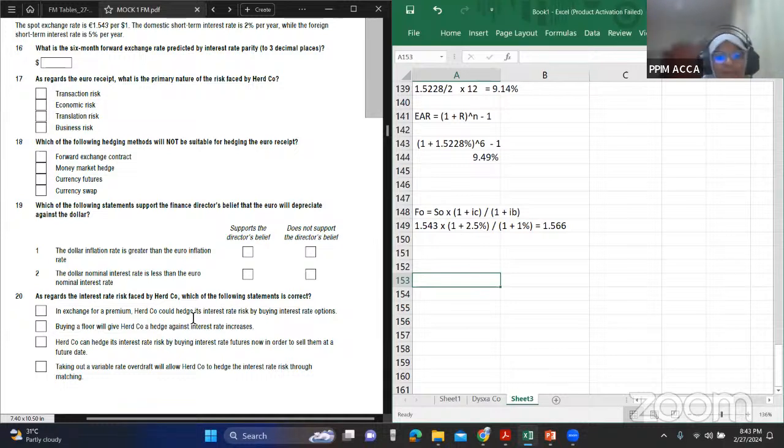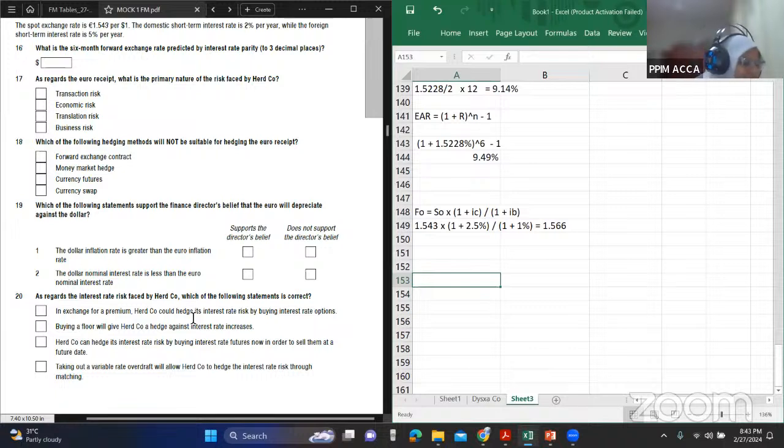Okay, so that is only purchasing power parity and interest rate parity. Purchasing power parity says if you are strengthening, inflation in your country is low and interest in your country is also low. Whereas if your currency is weakening, then inflation in your country is high and interest in your country is also high. Okay, so the second one supports the director's belief.